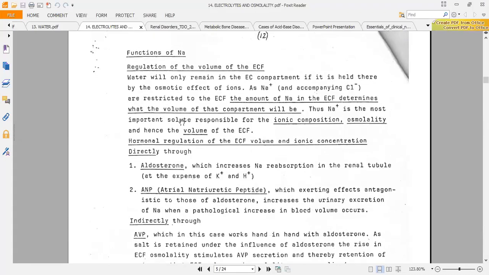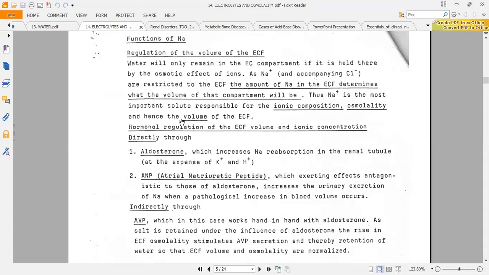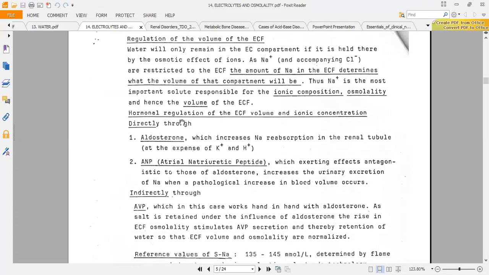Now, what is the function of sodium? Remember that sodium is the main volume regulator of the extracellular compartment. If your sodium levels are low, it will affect your extracellular fluid, because wherever sodium goes, water goes. So if they ask you which ion regulates the extracellular fluid volume, the answer is sodium. Aldosterone leads to reabsorption of sodium at the expense of potassium and hydrogen. This is very important: at the expense of potassium and hydrogen.